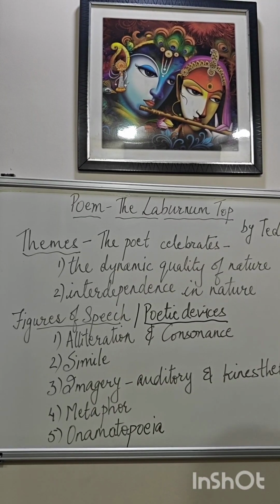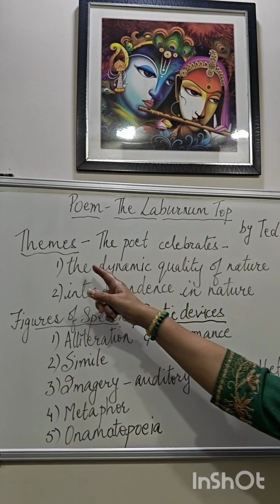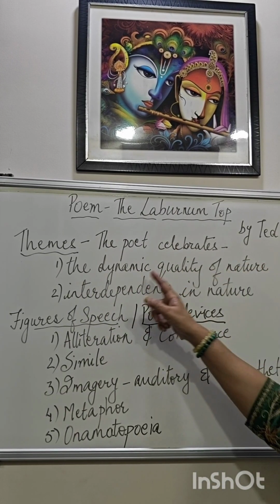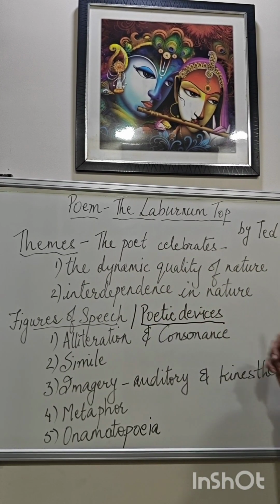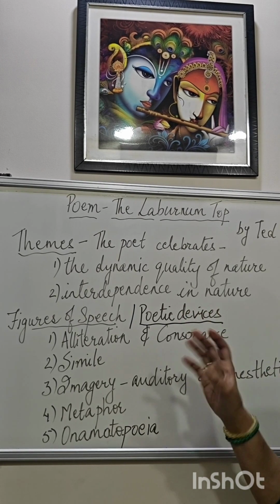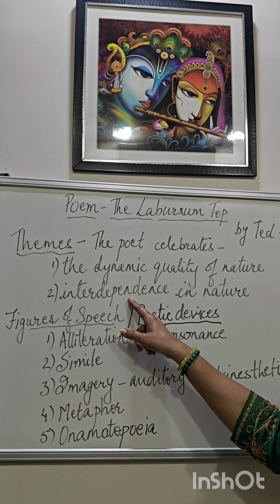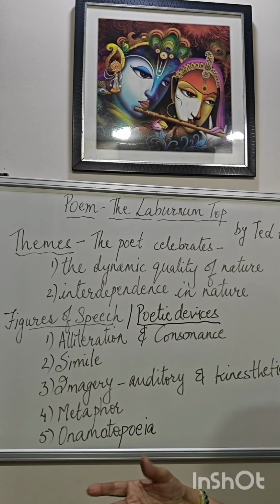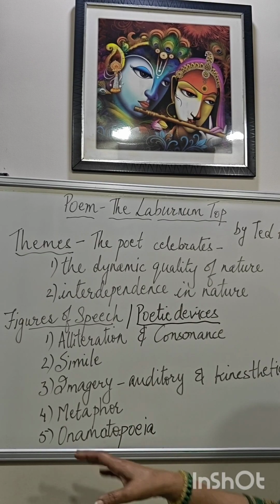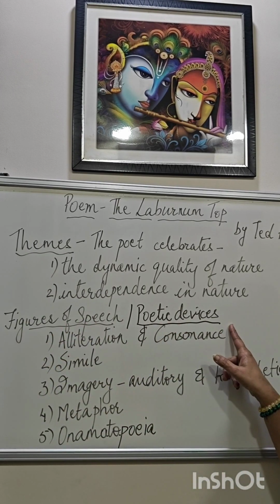And now we are going to take up the various poetic devices which are included in this beautiful poem. I hope you really loved it. And I'll explain the poetic devices to you one at a time. So as you can see, we've already covered the themes. The poet celebrates the dynamic quality of nature and interdependence in nature. Both the tree and the bird are benefiting because of each other, right? The tree comes to life because of the bird, and the bird, of course, relies on the tree to feed its chicks. But now we are going to talk about the poetic devices as I promised.